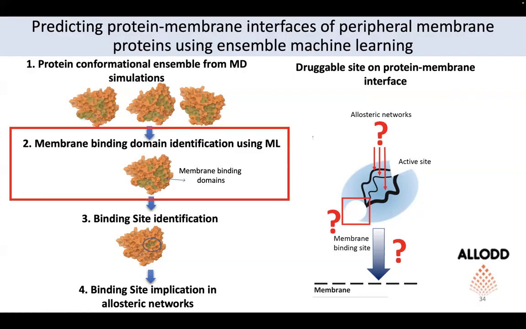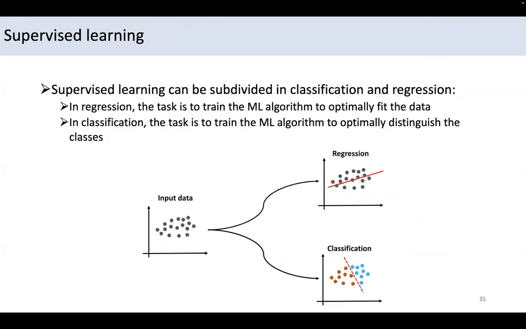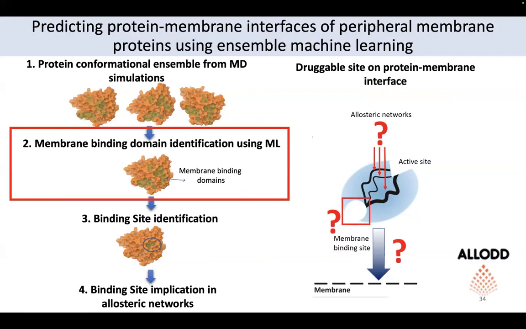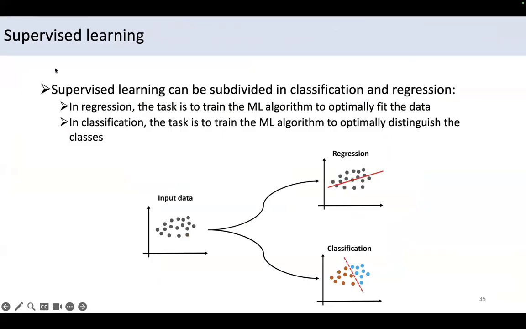So let's proceed with membrane binding domain identification using machine learning. Here we have a binary classification problem. The residues of the protein that are depicted here will either bind to the membrane or will be solvent exposed. So that means we have a binary problem. Either the amino acid is contacting the membrane or it is not contacting the membrane. That is called classification. And in supervised learning, which can be subdivided into classification and regression, classification is one branch.